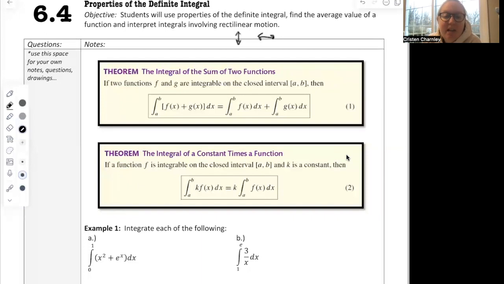If two functions f and g are integrable on the closed interval from a to b, then I can integrate each one individually. You don't have to keep them together. You can treat them as two separate small problems. The other thing that's very helpful is the integral of a constant times a function. If a function f is integrable on the closed interval from a to b and k is a constant, then I can take this constant that's inside the integral but in front of the function and pull it to the outside. We did that with derivatives, we did that with limits, so that can be a helpful thing to know.